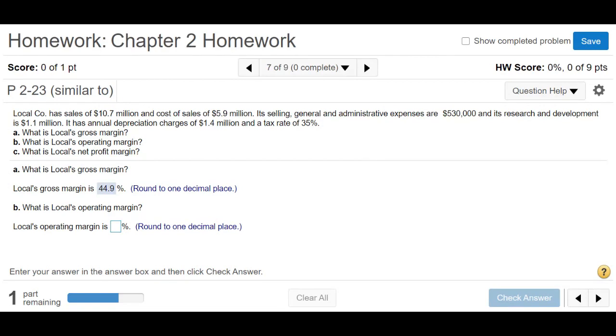Now, second part, the operating. 10.7 minus 5.9 is what? That'll help me out, class. 4.8. How much? 4.80. Okay. Now let's do this together. 4.8. Now you got to put the whole thing down.